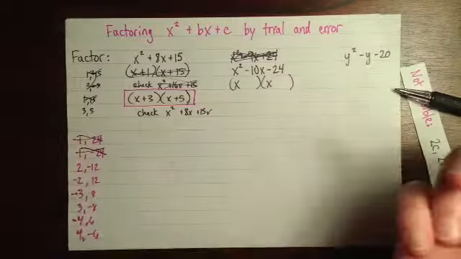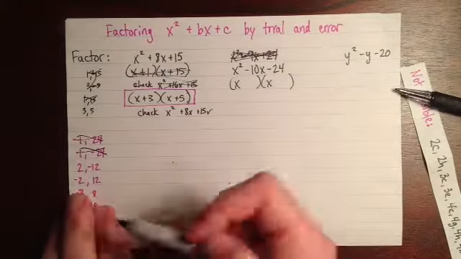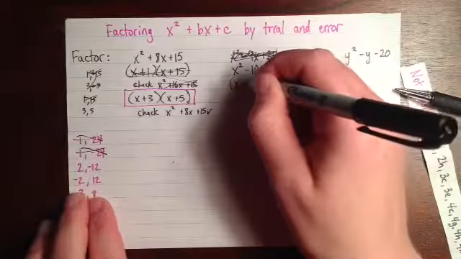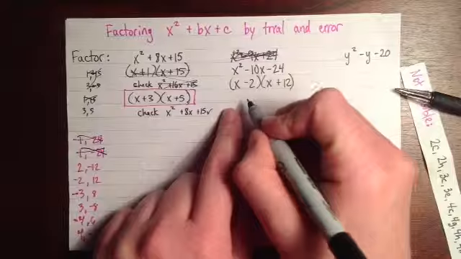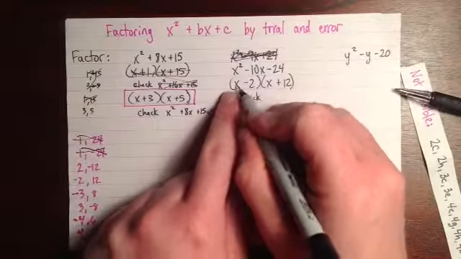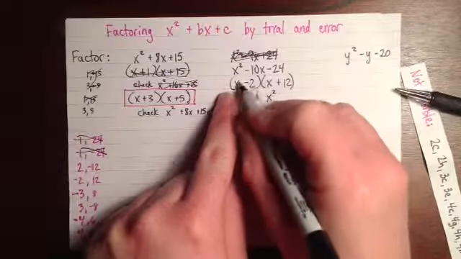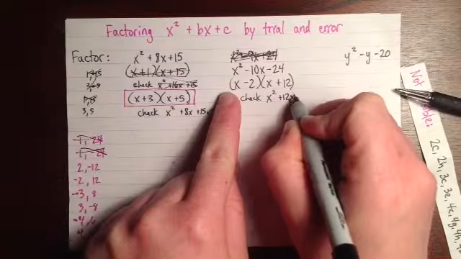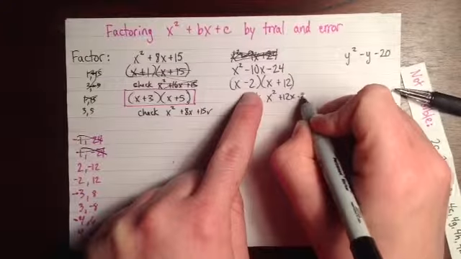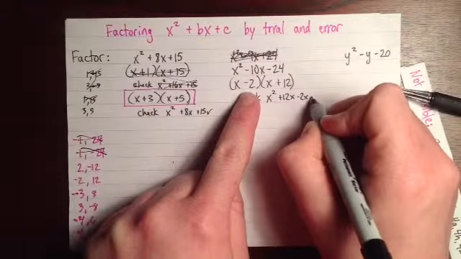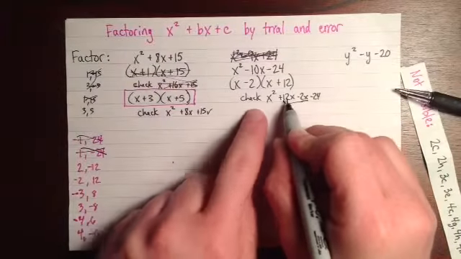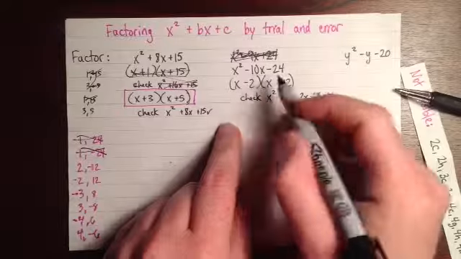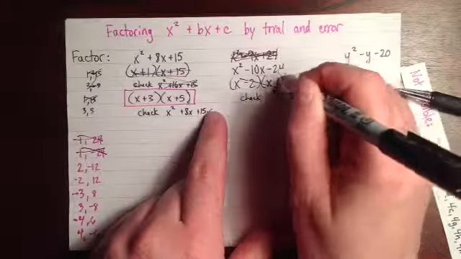If I try 2 and negative 12, and negative 2 and 12. So I'll pick one of those. Maybe I'll do negative 2 and plus 12. So if I check that, I get x squared plus 12x minus 2x minus 24. So this, ooh, that's really close. That's plus 10x. So this is wrong, but it's close.